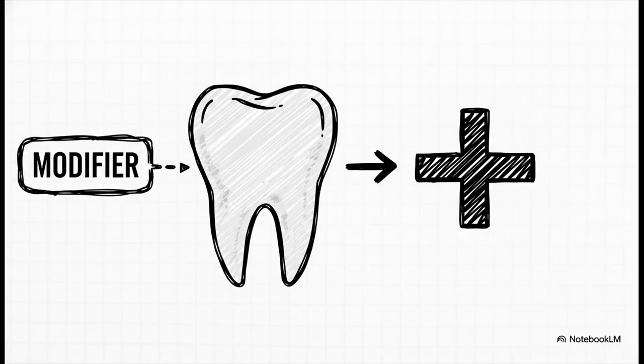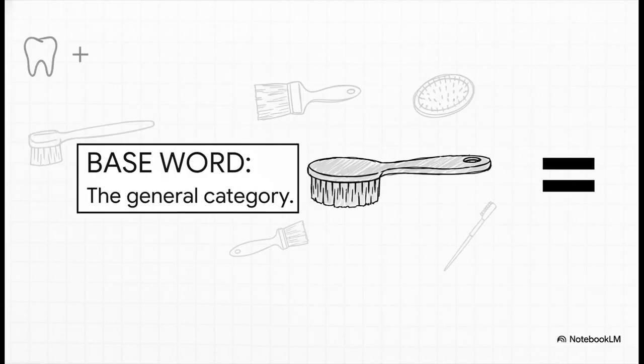So here's the basic formula. The first piece is the modifier, and its job is just to describe something. In our example, tooth tells us what kind of brush we're talking about. And that modifier connects to the base word. The base word just gives us the general category of the thing. So brush is the category. I mean, it could be a hairbrush or a paintbrush, but that modifier narrows it right down for us.